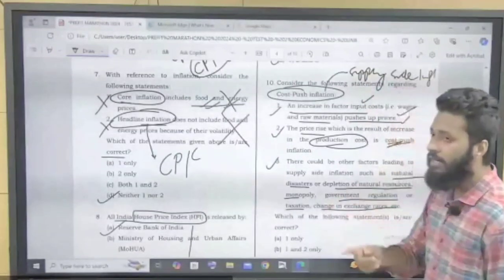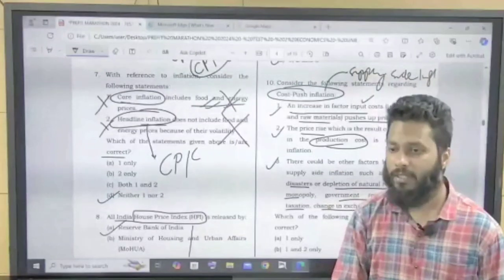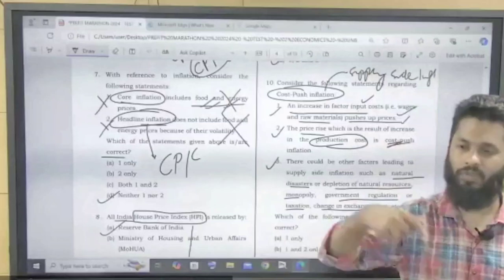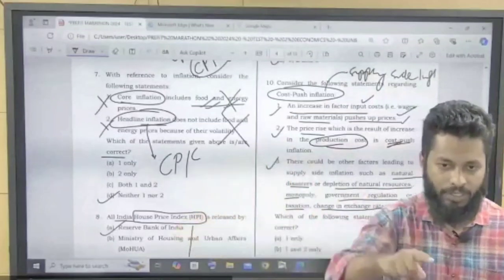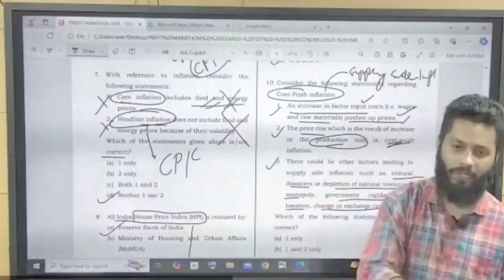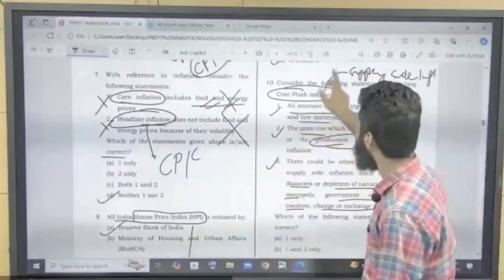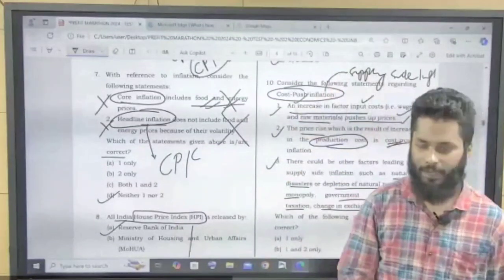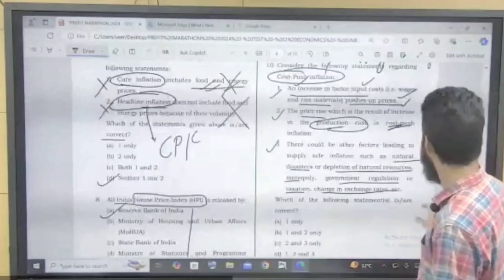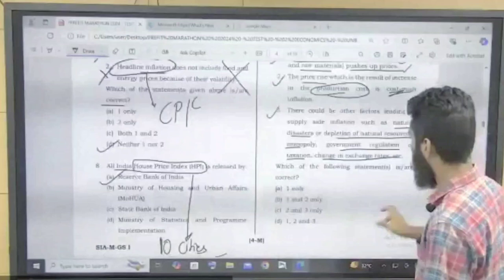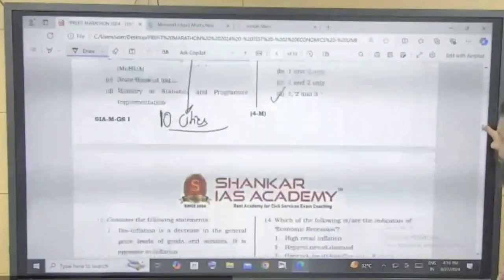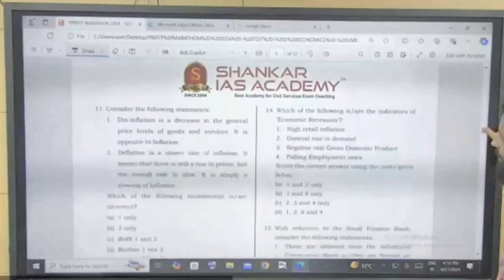It is also happening because of structural backwardness in the economy. For example, logistical cost: if infrastructure is not proper, logistical cost will increase. And if logistical cost is increasing the cost of the product, then it is known as cost push inflation. So here all three statements are correct. The answer will be D, 1, 2, and 3. Let's come to the next question. Question number 11.